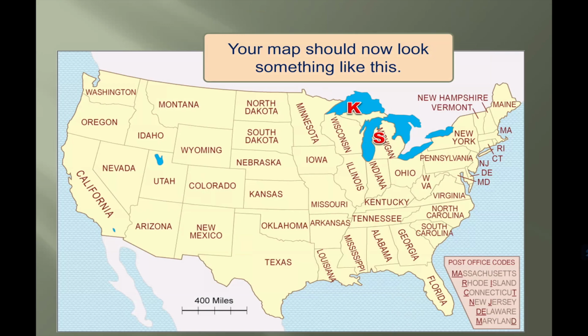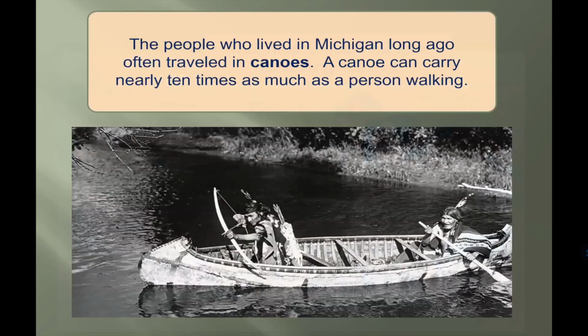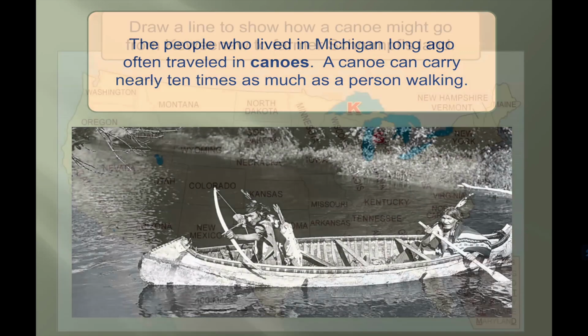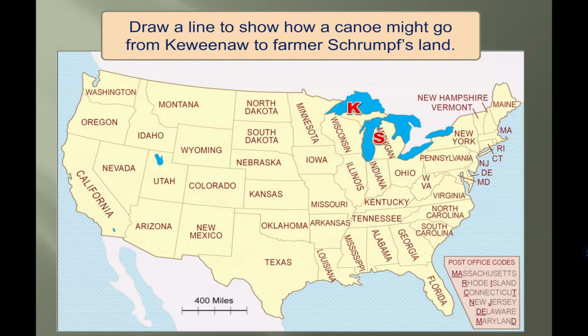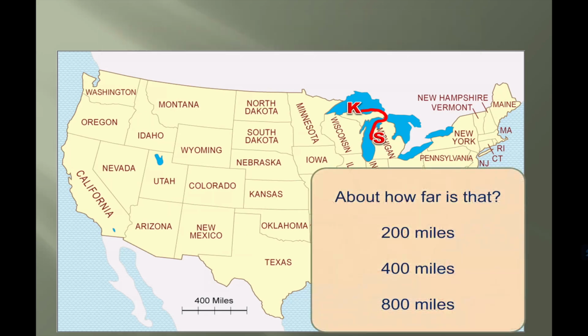And what you want to do now is figure out how people who traveled in canoes back then would travel, for a very simple reason: a canoe can carry nearly 10 times as much weight as a person walking. How would you get from a canoe from the Keweenaw Peninsula down to Schrumpf Stump? And if you drew a line that looked something like that, you're probably about right. So that's the first line.